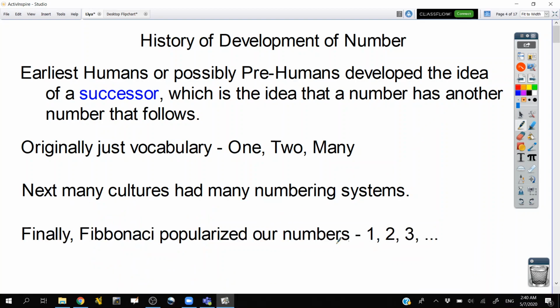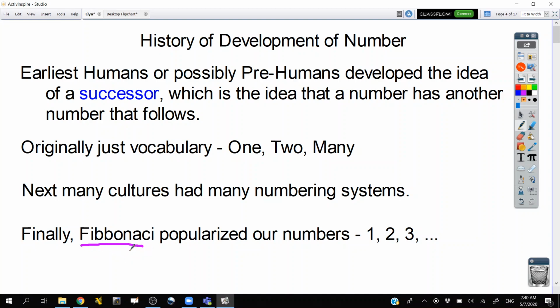So the next step was Fibonacci. Fibonacci, I think maybe should have two C's. No, maybe I'm right. Fibonacci was a really, really important person in history, probably the most important mathematician between the years, I'll say, 200 and 1500. He was probably the most important mathematician. What he really did was write a book.